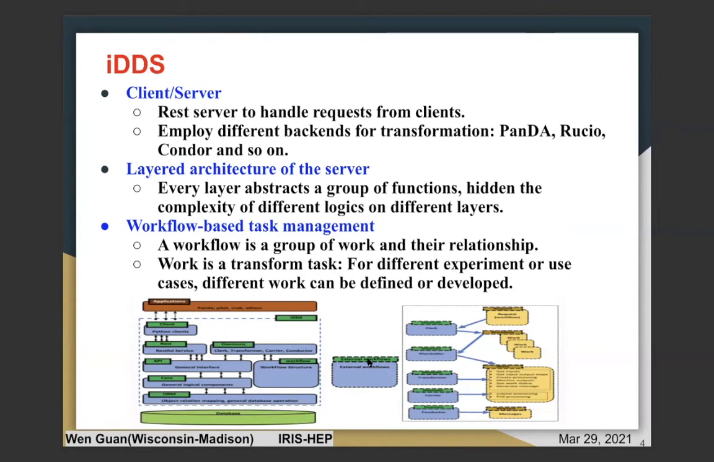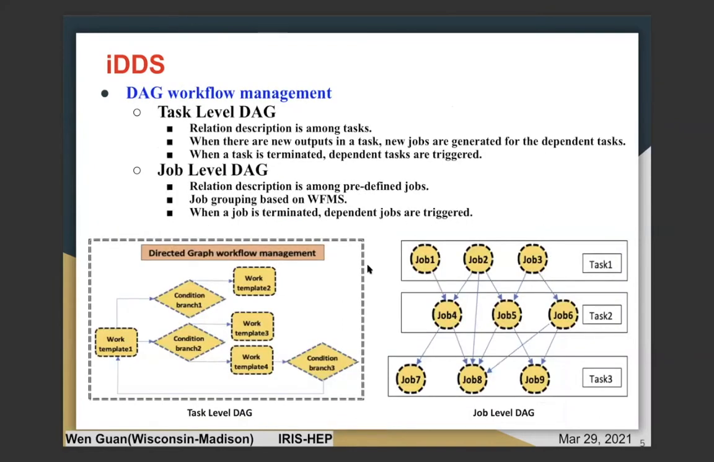iDDS has two different DAG workflow managements. The first one is the task-level DAG management. In this model, the relationship description is among tasks. When there are new outputs in a task, new jobs are generated for dependent tasks. When a task is terminated, the dependent task is triggered.